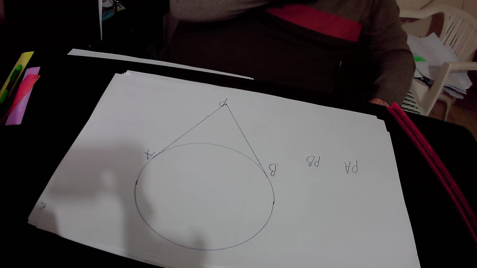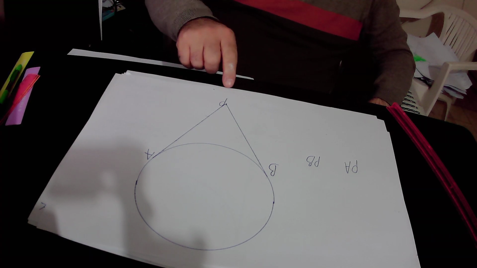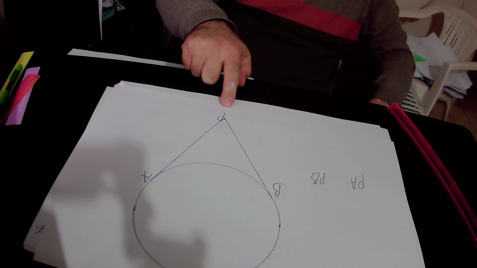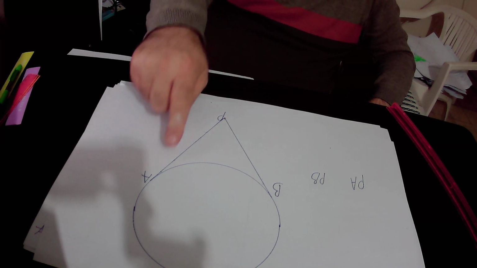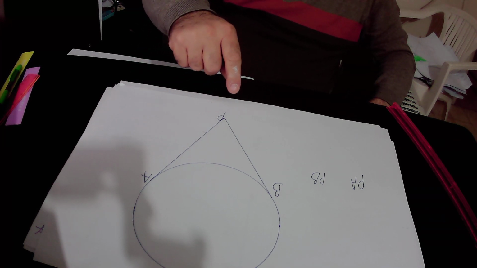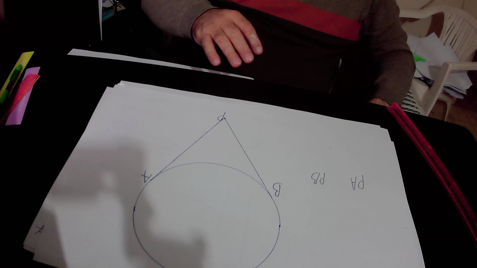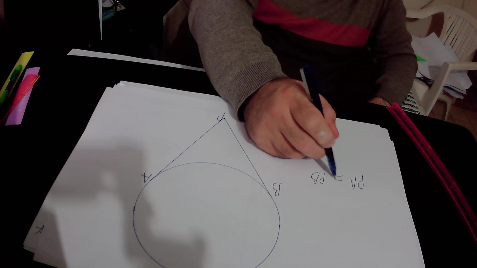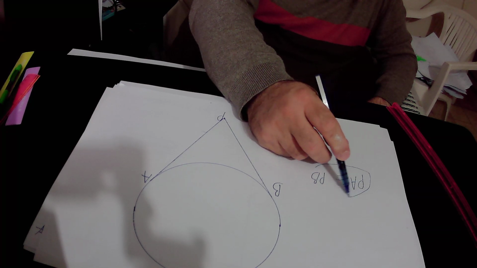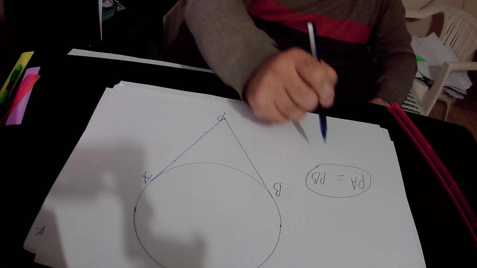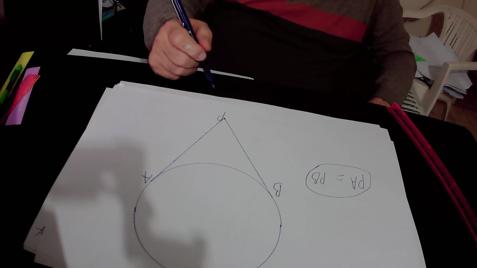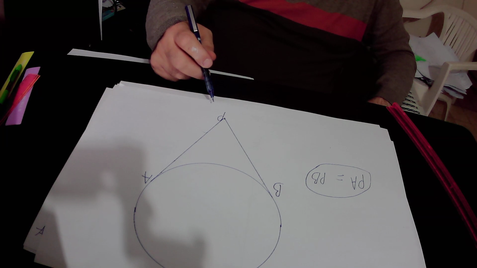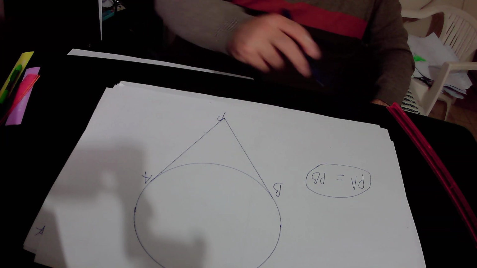and according to rule number 2, the lengths of two tangents from a common external point, the common external point is point P, so the lengths of two tangents from point P to the circle are equal. That is to say, PA equals PB. It means that whenever you draw two tangents to a circle from a common external point of that circle, the lengths of those two tangents will be equal to each other. In this case, PA will be equal to PB.